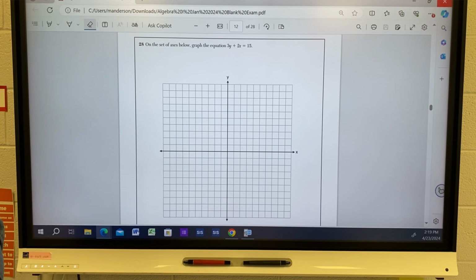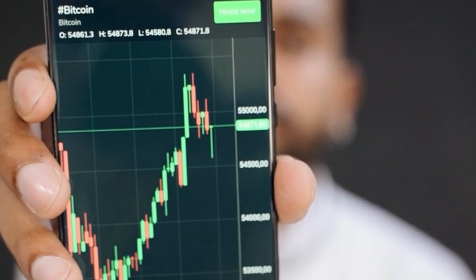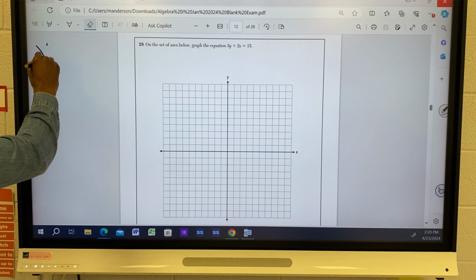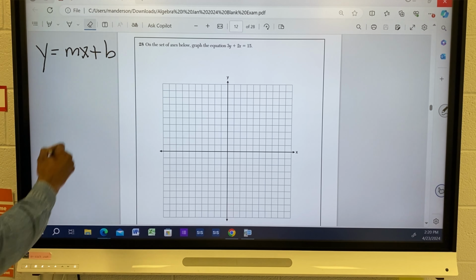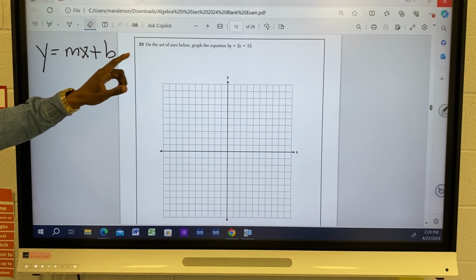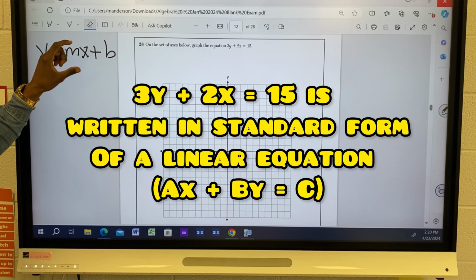On the set of axes below, graph the equation 3y plus 2x equals 15. Usually, you get something in the form y equals mx plus b, which is slope-intercept form. You can take this if you're good at manipulating equations. You can take this equation that they give you, 3y plus 2x equals 15, and convert it into this form.